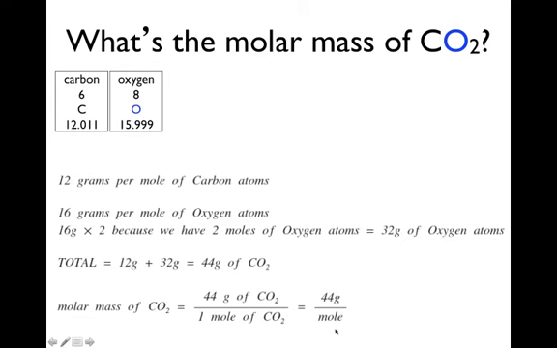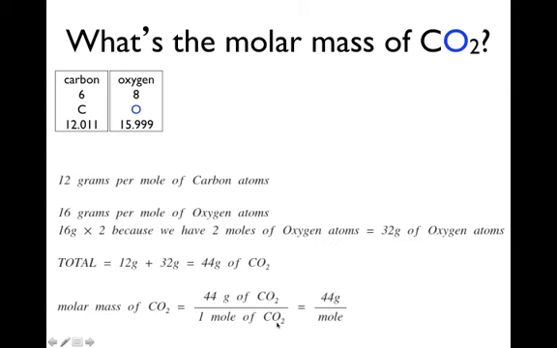So a lot of times students who are new to chemistry will see this, and it's a little bit confusing because you're not that familiar with the ideas yet, and you say 44 grams. Well, 44 grams of what? And per mole of what? What they're really saying is that the molar mass of carbon dioxide is 44 grams of carbon dioxide per 1 mole of carbon dioxide.